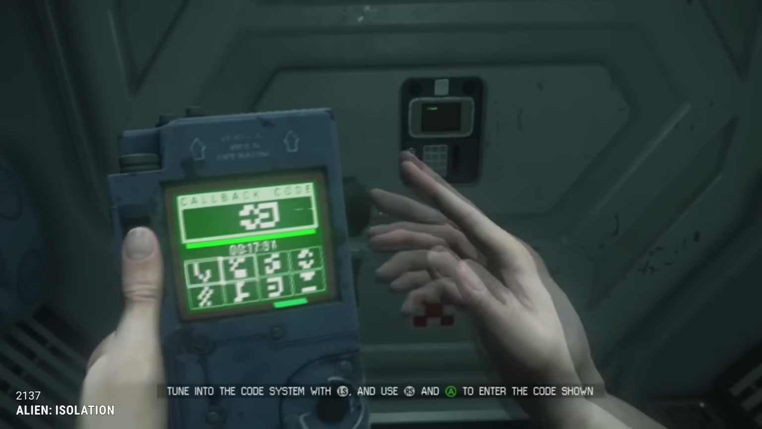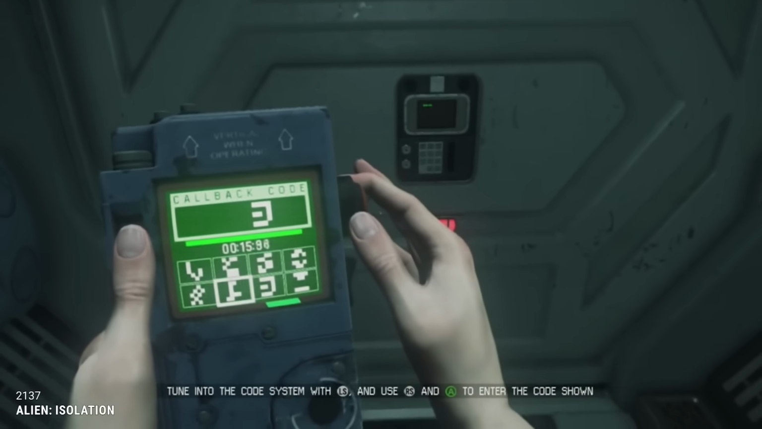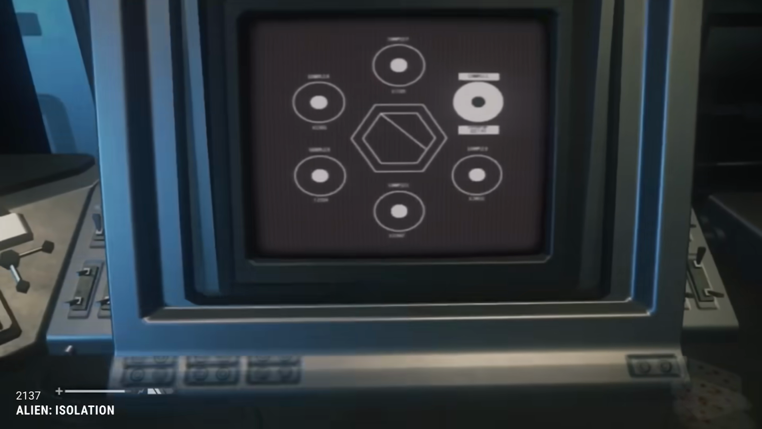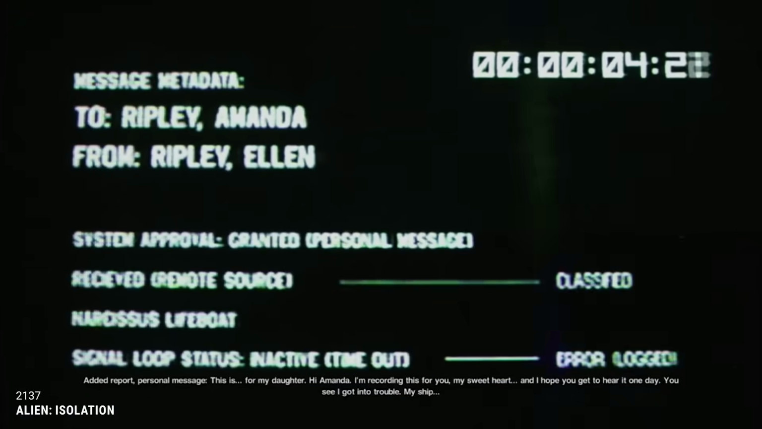Soon, Amanda finds in the computer on Marlowe's ship data from the Nostromo recorder, a personal message from her mother. This is for my daughter.